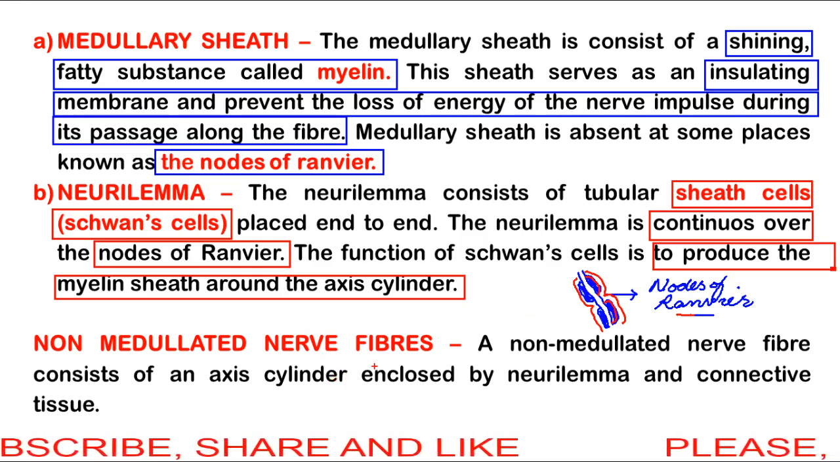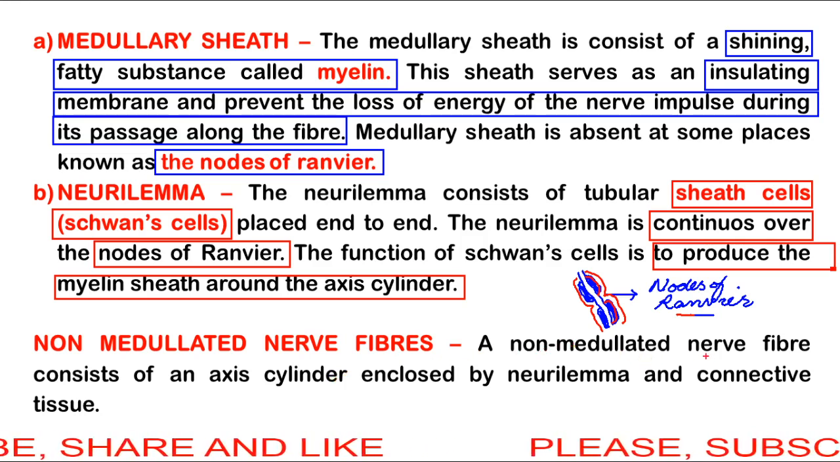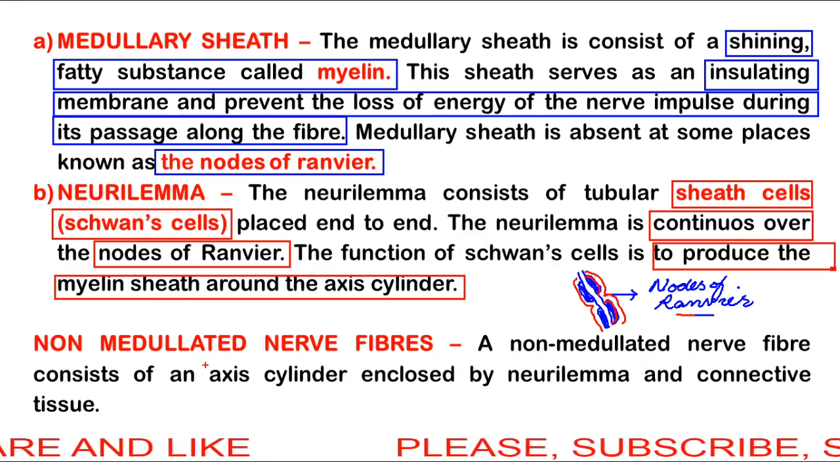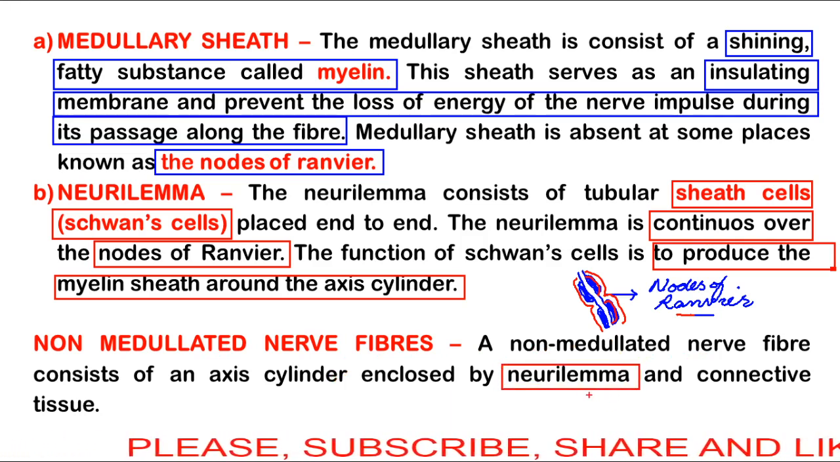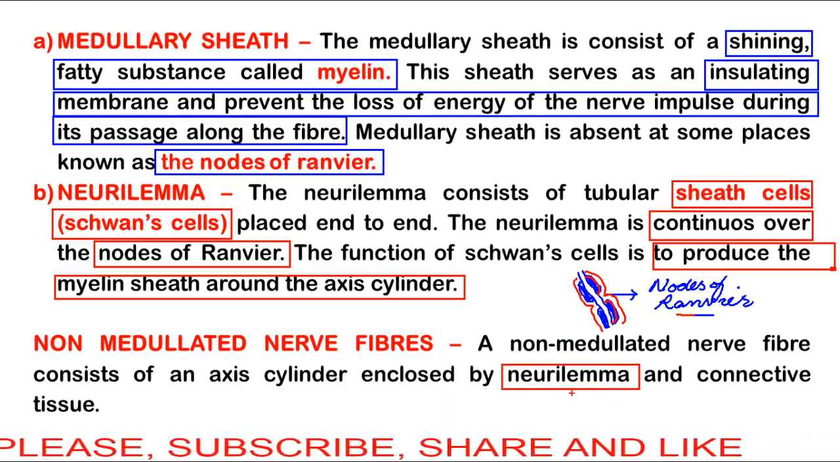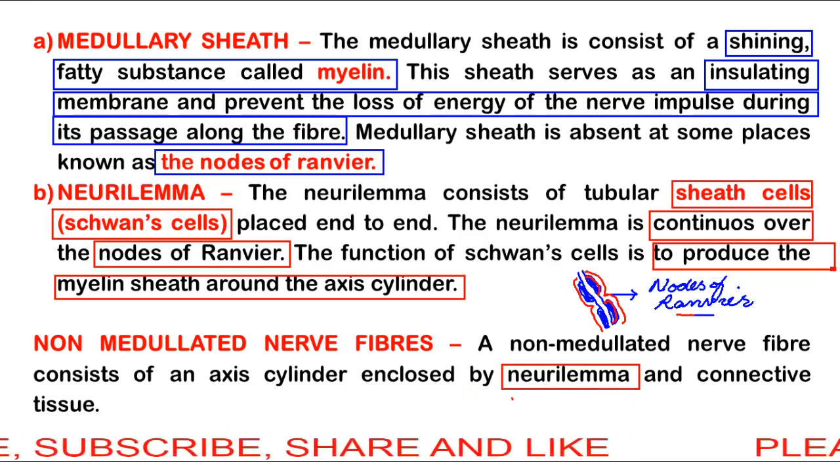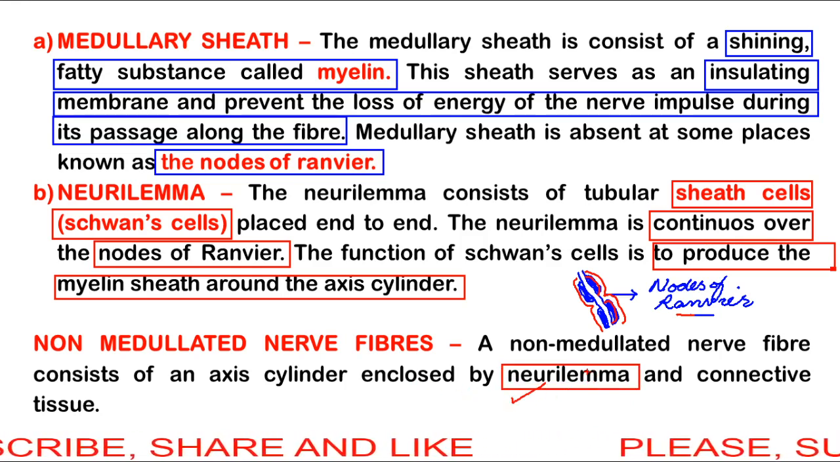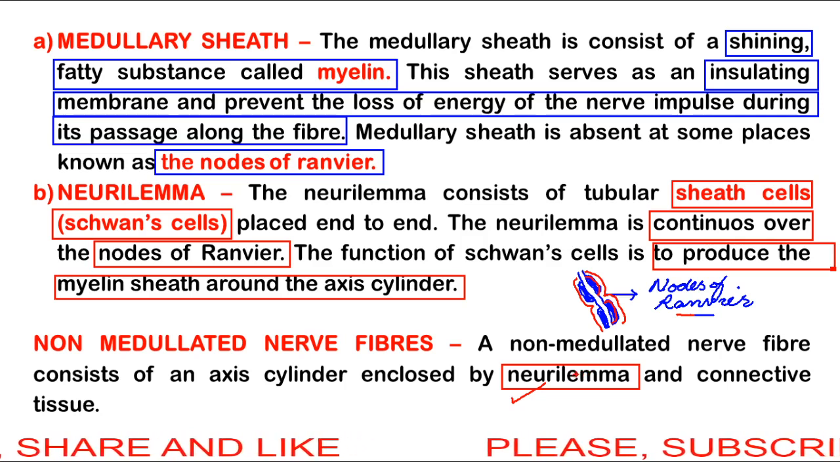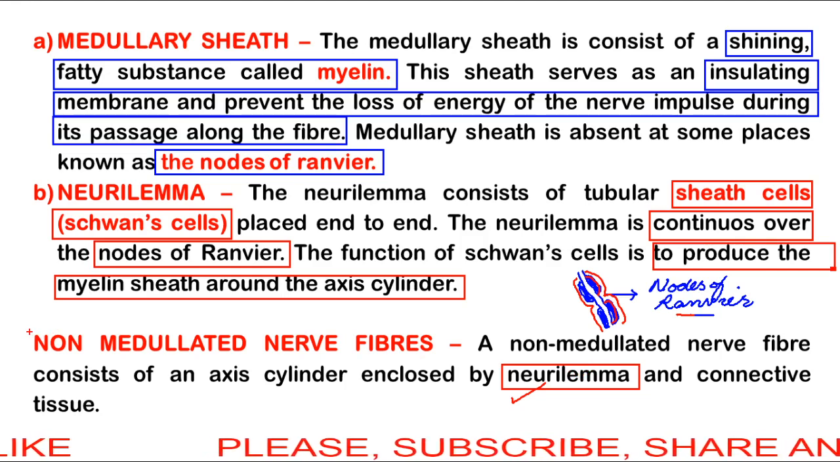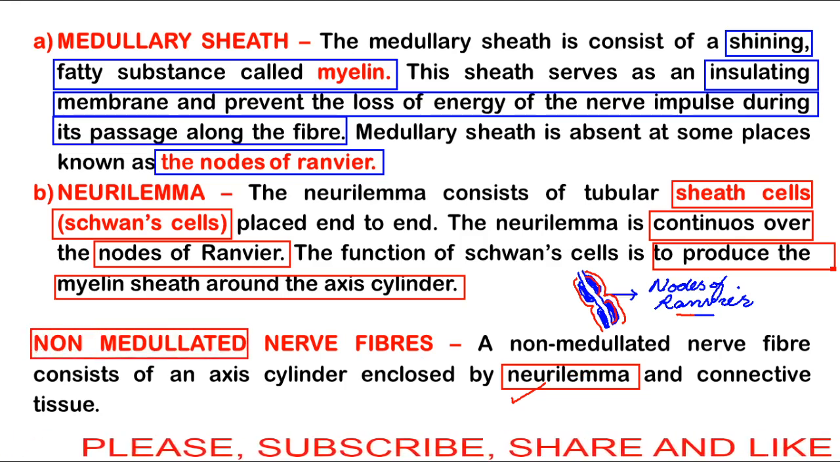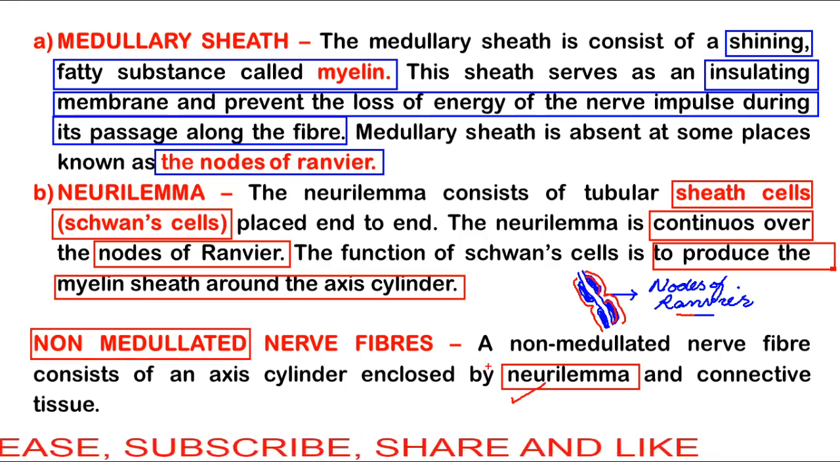Next are non-medullated nerve fibers. Non-medullated nerve fibers consist of an axis cylinder enclosed by neurolemma only. There is no myelin sheath present. So if the axon is covered only by neurolemma, without a myelin sheath, then such axons or nerve fibers are known as non-medullated nerve fibers.